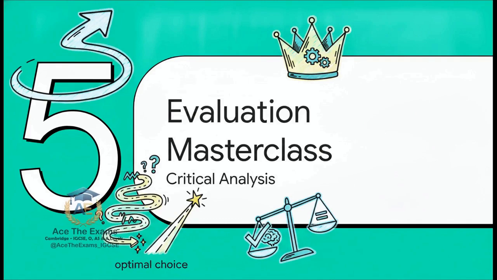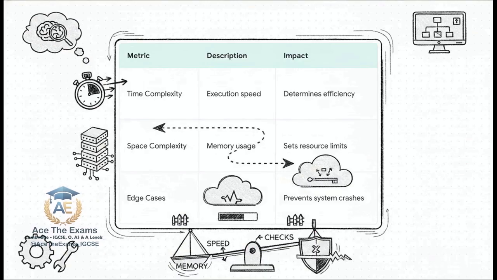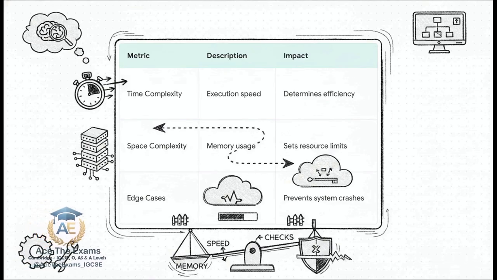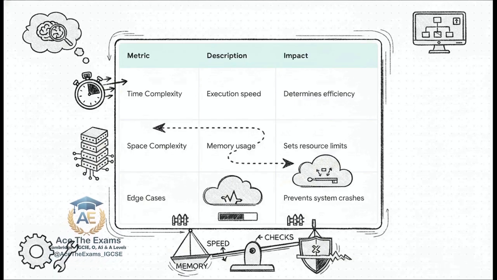Finally, Section 5, the Evaluation Masterclass. Now we're moving to the highest tier skill required for top marks, critical analysis. Top-scoring candidates analyze trade-offs, and they use this exact matrix to do it. You need to be able to critically evaluate time complexity versus space complexity. Time complexity is all about execution speed. How fast does your sequence of defined steps actually run? It determines the overall efficiency of the program.